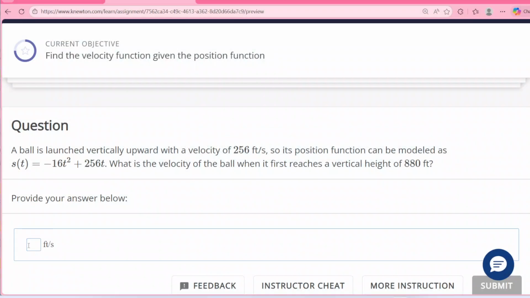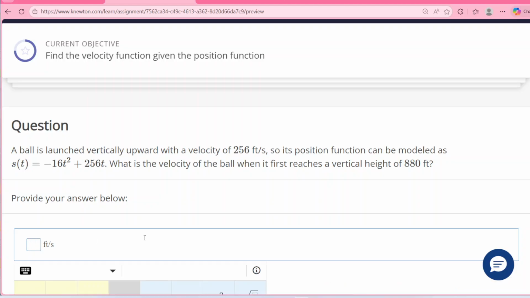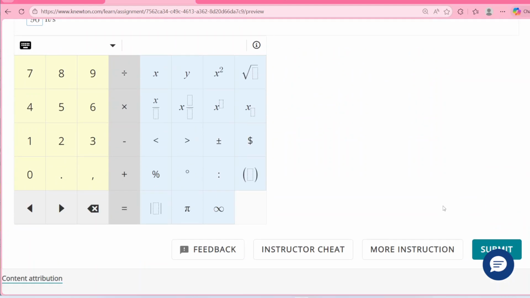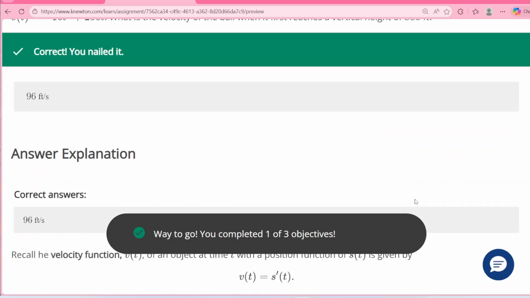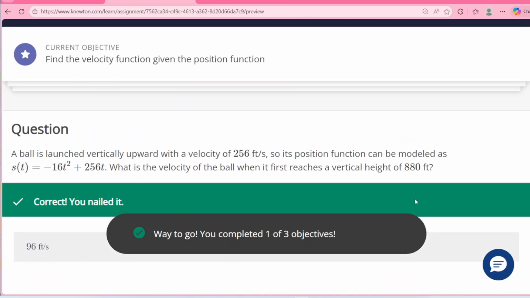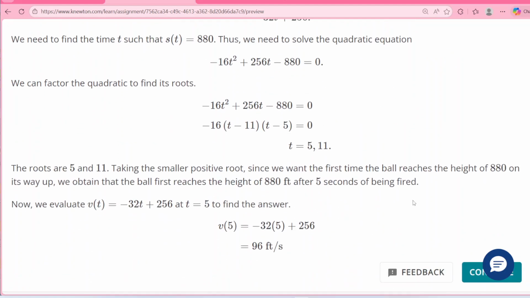And being positive means, again, it's still going up, right? Going up where the height is increasing, so the derivative would be positive. So it's going up at a speed of 96 feet per second at that moment when it first hits 880 feet off the ground. All right, so that objective with the velocity function is done, just plain velocity.